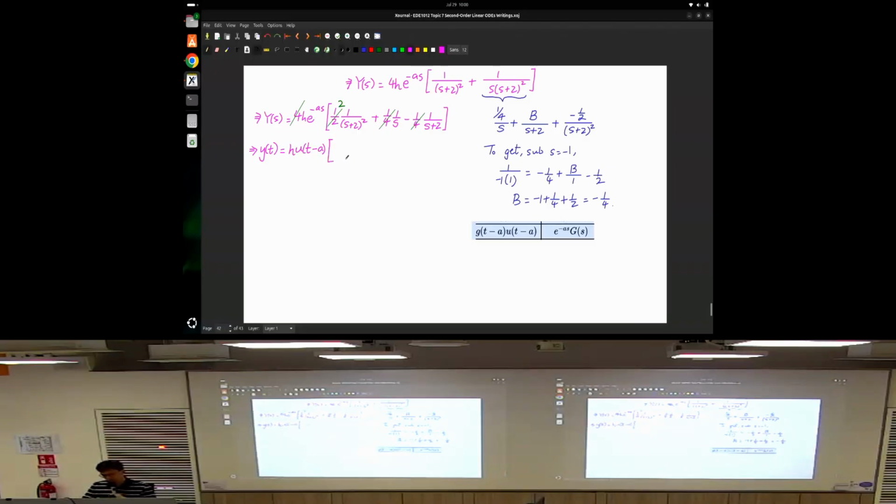So now we have to write down the g of t minus a. You can see that the big G of s is 2 over s plus 2 square. Correct? But this one is like 2 times 1 over s square, so I just put a 2. Then 1 over s square is t, what? But it's not t, it's t minus a, because this has to be g of t minus a, not g of t.